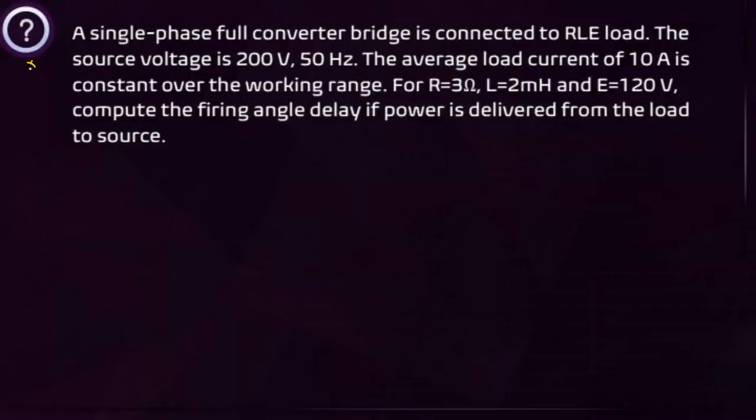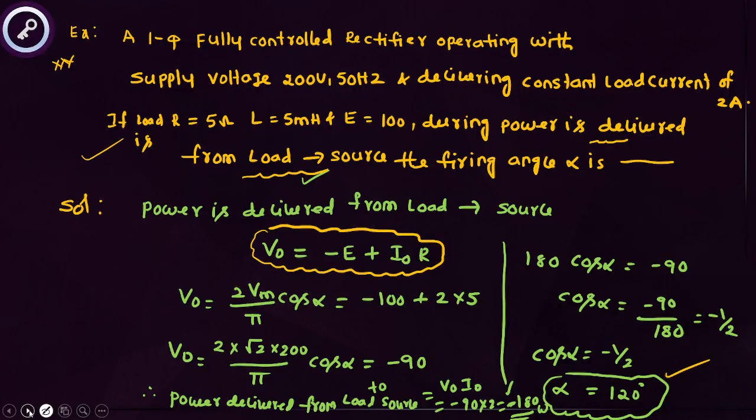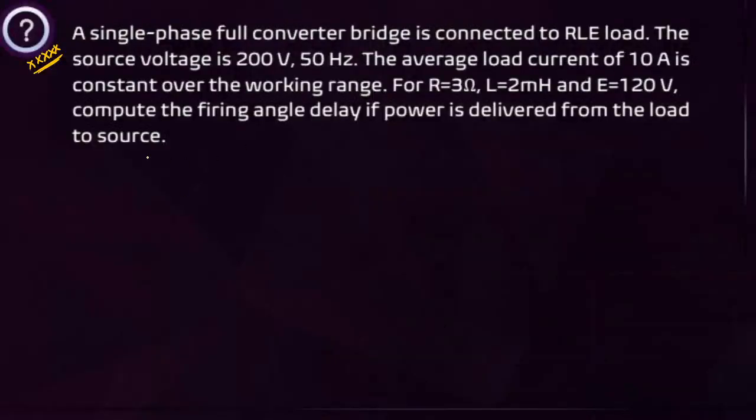This problem you have to practice. I am giving this for practice purposes. Same model, you have to practice this model only. Power is delivered from load to source, and you have to find what the firing angle is.